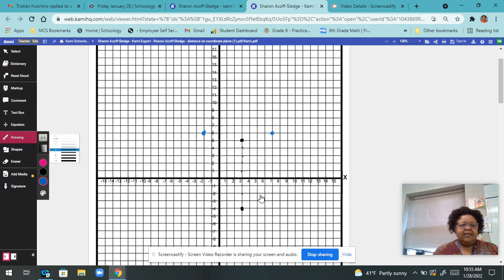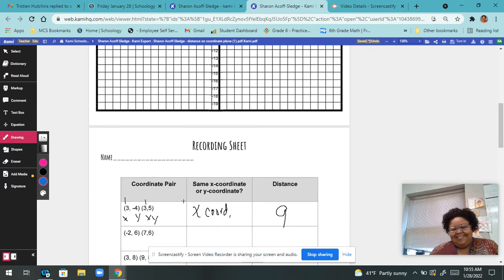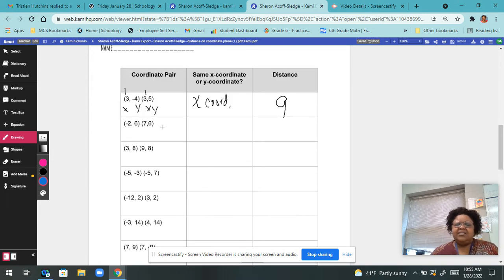Then they say calculate the distance. No, that's not what it says next. It says, what's the same, the x coordinates or the y coordinates? So this is my x and y. X is always first. Remember, it goes in alphabetical order. So it looks like I have a y is 6 and a y is 6. So my y's are the same. So I'm going to put y.